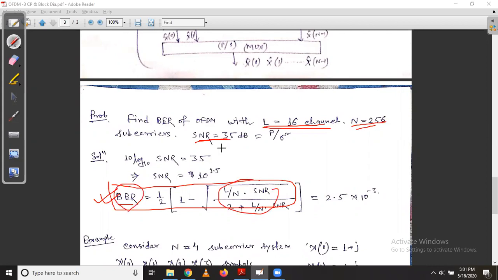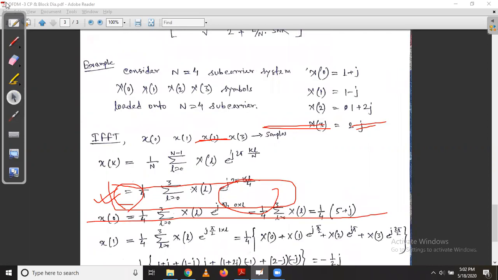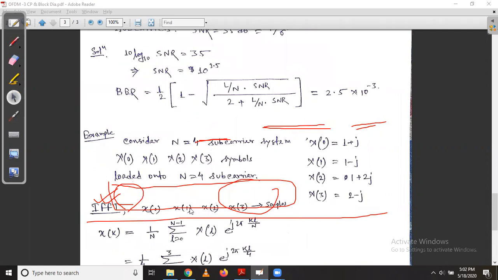SNR is nothing but signal to noise ratio. So capital P is the signal power, and rho square is the noise power. Up to this is the OFDM part. This numerical we are not discussing. It is not required for the time being.